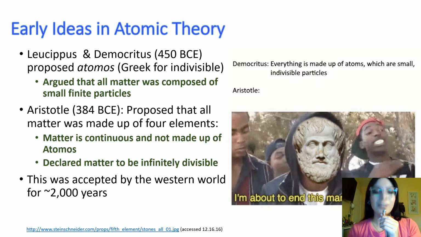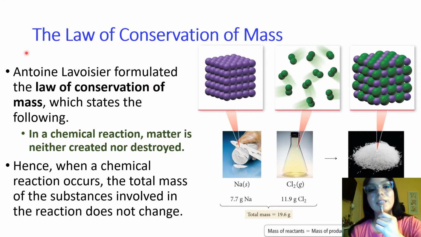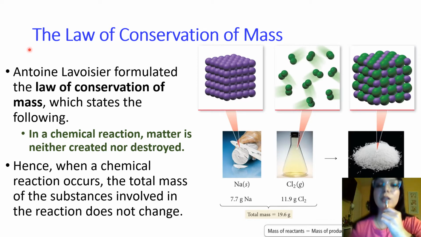And then Aristotle came along. I'm sure you guys have heard of him. He proposed that matter was made up of 4 elements like earth, wind, fire, whatever those are. And he thought that if we took that graphite, let's say again, that we would be able to cut it up infinitely. So he thought that matter was infinitely divisible. And this was actually accepted for like 2,000 years until more scientists ended up disproving this. The first of those scientists is French chemist Antoine Lavoisier.